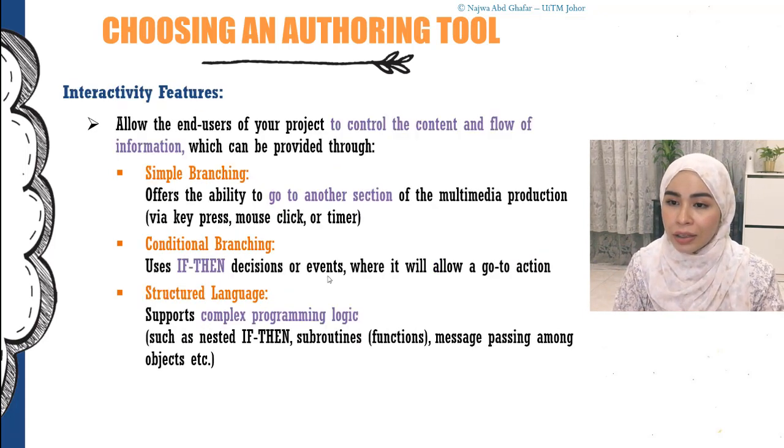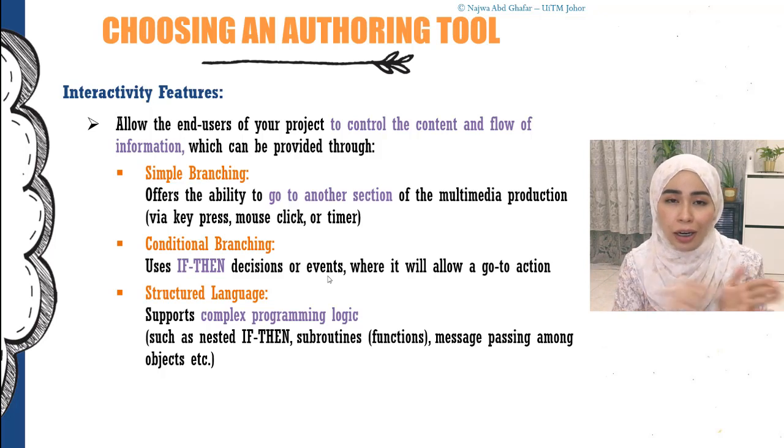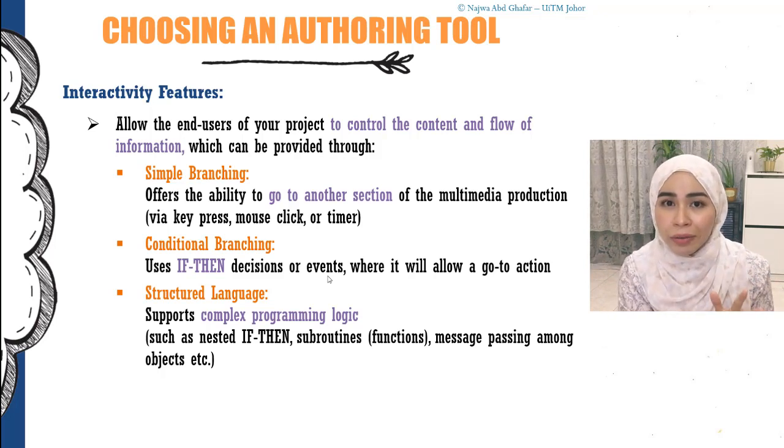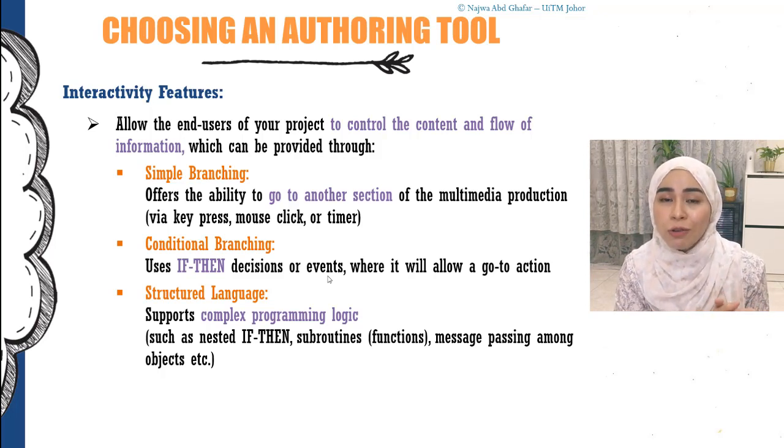Next we have interactivity features. This allows the end users of your project to control the content and flow of information, which can be provided through simple branching, conditional branching, and structured language. When you do your own scripting, you can control the flow of information. Simple branching is just a simple if. If the user clicks on the button, then what will happen? Let's say the user clicks on a button, then it will go to the next page. This is known as simple branching.